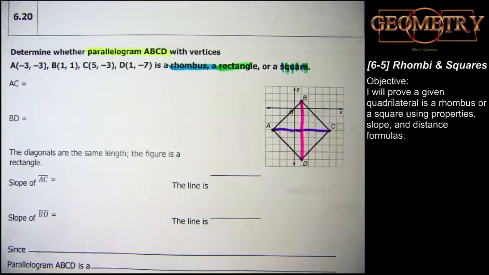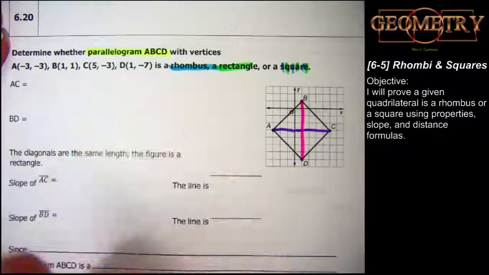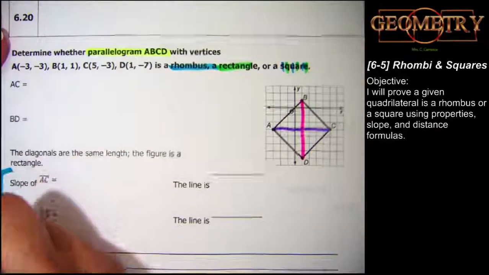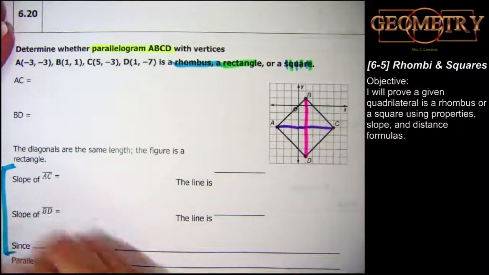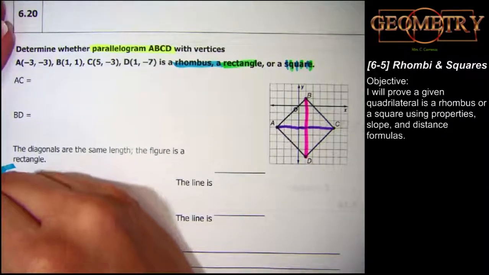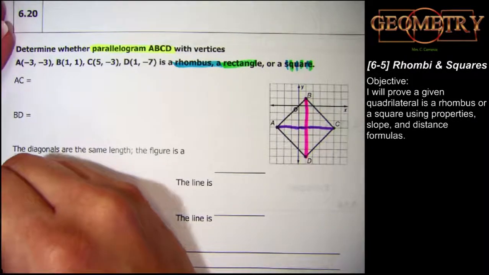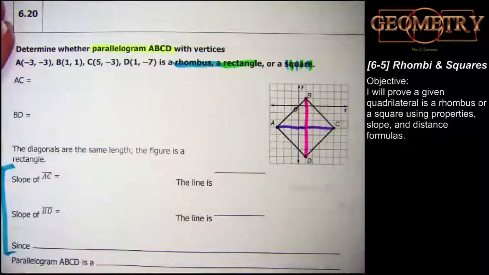And if I can do that, then I can say it's a rhombus. My work for that is going to be here. So this is going to be my work for, is it a rhombus? All right, let's do it.